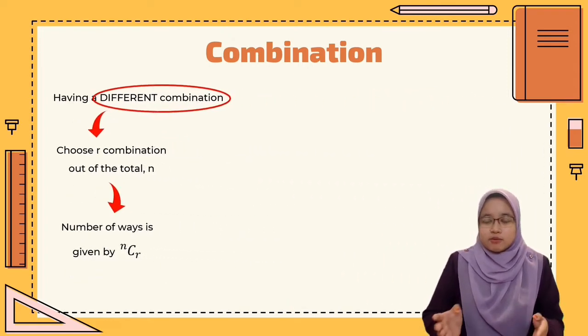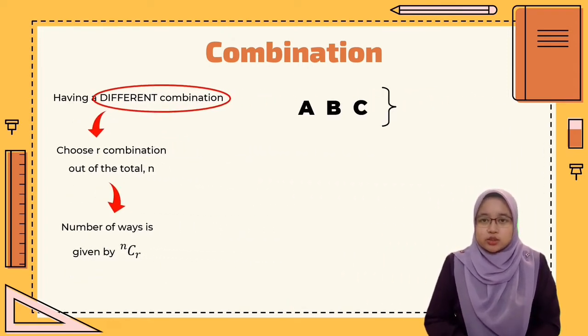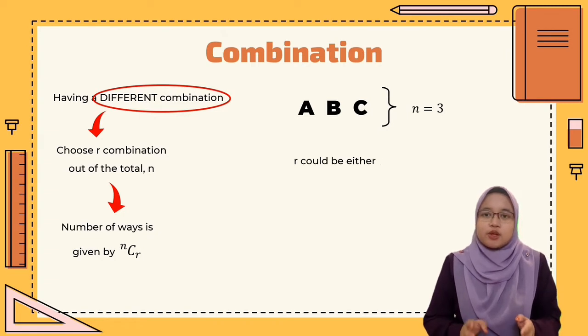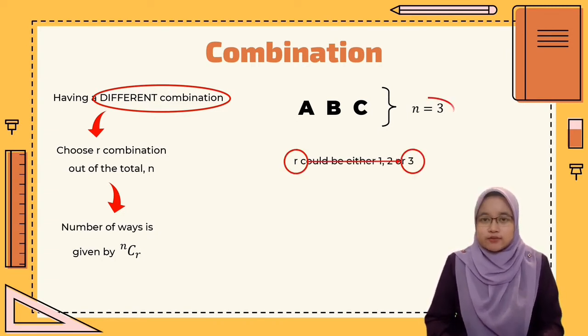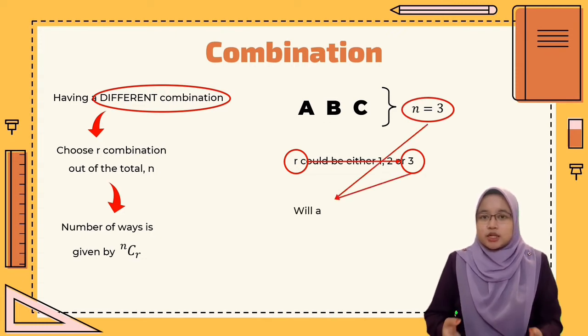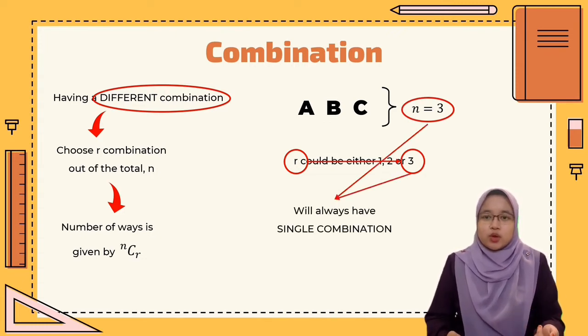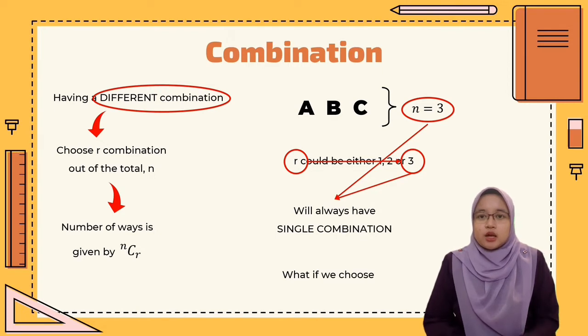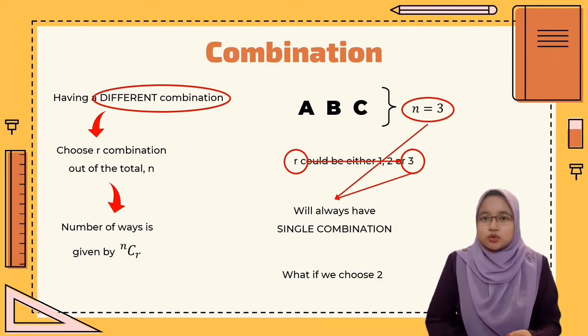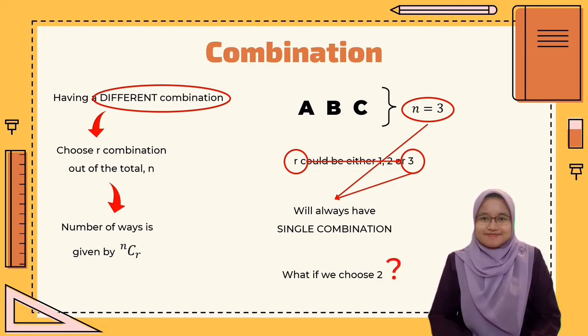Like we have here, A, B, C, and N is equal to 3, where R could be 1 or 2 or 3. So if R is equal to N, you will always have a single combination, because here we have 3 items, and we are choosing the whole 3. But what if you decide to choose 2 out of 3?